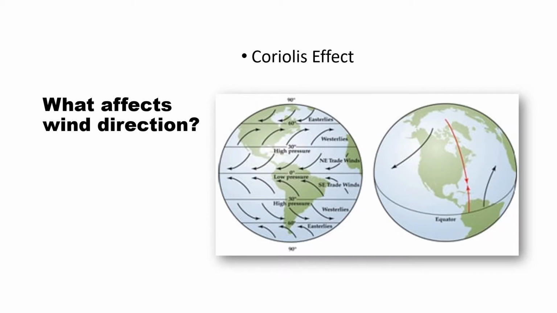Next is the Coriolis effect. It is caused by the rotation of the Earth. Wind moves in a straight line, but since the Earth is always rotating, this deflects the straight line, turning it into a curved line, causing this to affect the wind direction.